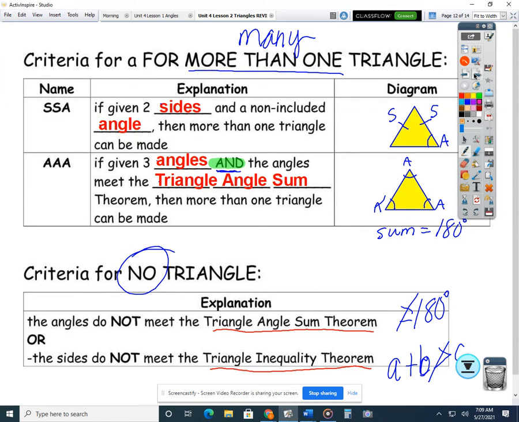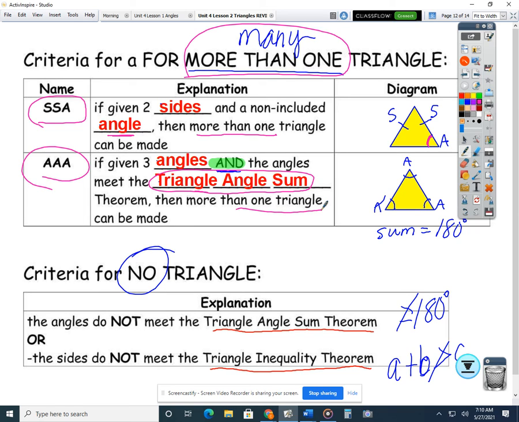On the back side, our notes give us the situation where more than one or many triangles can be formed. And there are only two parts to this one. If they give us side, side, angle, and remember we say SSA, not the other direction. If they give us two sides and a non-included angle, that means the angle is not in between the two sides, then more than one triangle can be made. If they give us all three angles and it meets that angle sum theorem, they add up to 180 degrees, then more than one triangle can be made.